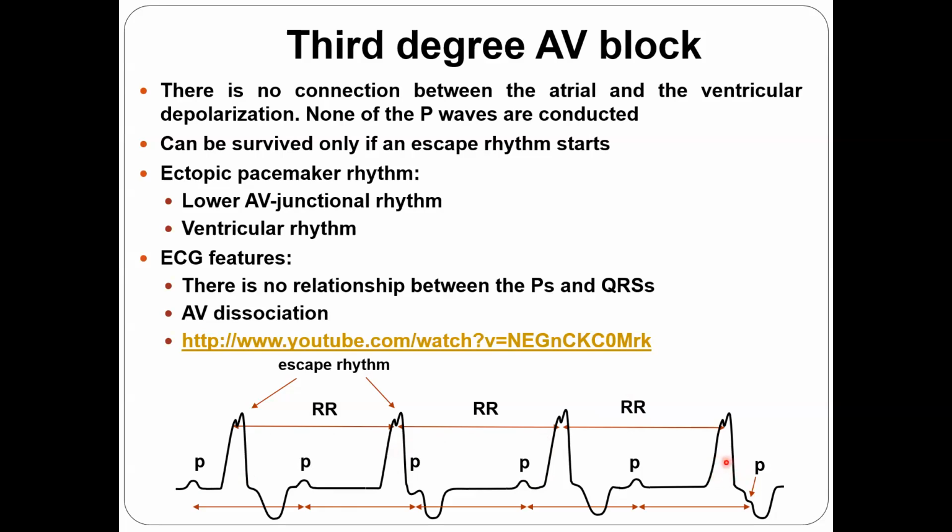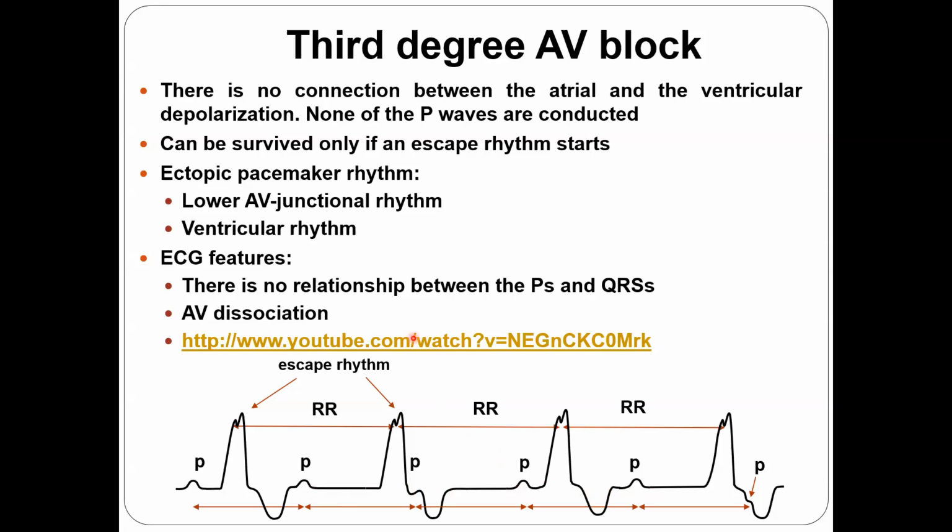It could happen that this escape center is very close to the lower part of the AV junction, and this way the QRS complex is not as wide, not as typical as a QRS complex of ventricular origin, but still you do not have any connection between the P and the QRS complex. Sometimes it happens, and this is another good clue, that the PR is getting shorter.